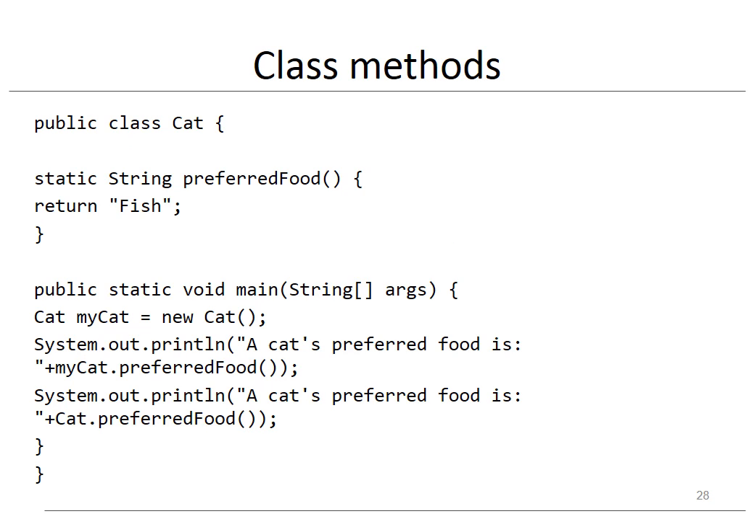Let's continue with our pets example. Here you see a cat class. It has a class method preferredFood, which returns the string fish. Note the static keyword, which is used to indicate that it is a class method. In the main method, a new object, myCat, is created. As illustrated, the class method preferredFood can be invoked on either the myCat object or directly on the cat class, which is the preferred way.